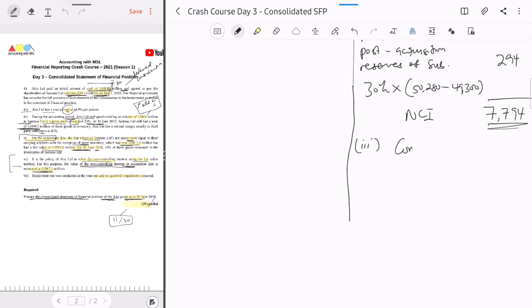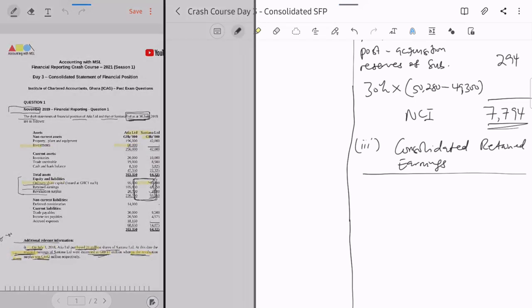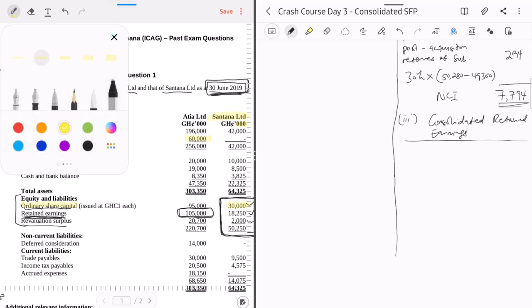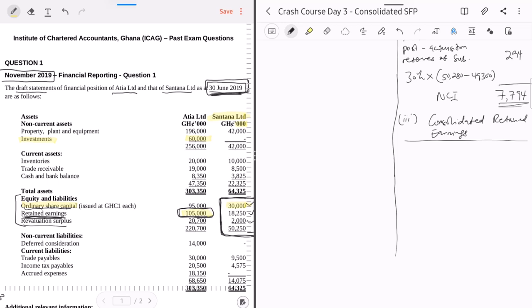The consolidated retained earnings, right? And here the standard working is always to start with the parent retained earnings as your base, right? Always start with the parent retained earnings as your base. So let's come here. If you watch this question carefully, this is retained earnings line. What's the parent retained earnings? If you can see here, it's 105,000, right? So we pick this figure for a start when it comes to our retained earnings.